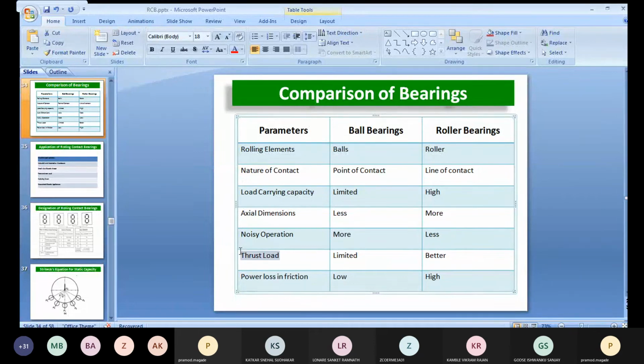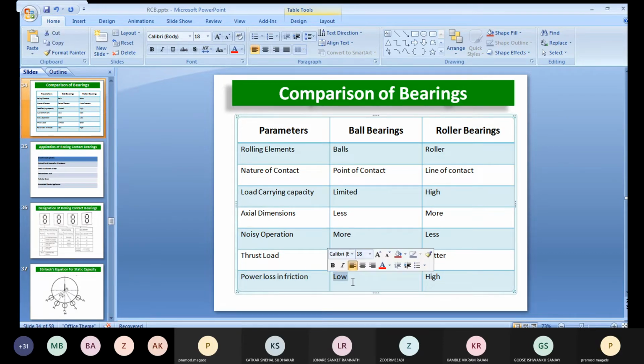Thrust load means axial force. Axial force म्हणजे काय? The force which is acting along the axis of shaft. ज्याच्यावर bearing situated आहे त्या shaftचा axisच्या along apply झालेला force, thrust force, so limited for the ball bearing, and for roller bearing it is having better load carrying capacity, better in case of thrust load. Next will be the power loss in friction. Power loss in friction. Of course, in case of ball bearing low.